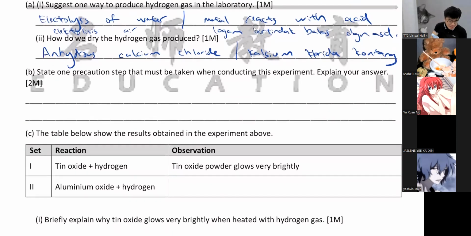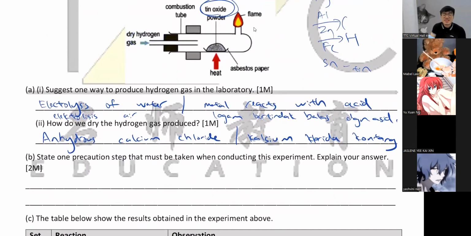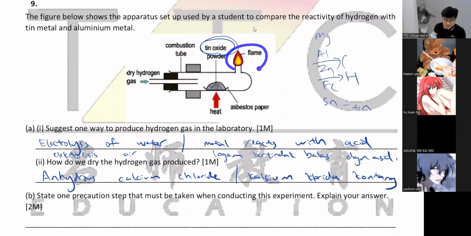Anyway, B, state one precaution step that must be taken when conducting this experiment. Explain your answer. So what should be done? As you know, hydrogen gas is very explosive. Do you still remember? When you put a glowing wooden splinter into hydrogen, you will hear a pop sound. Hydrogen gas gives you a pop sound because it is very explosive and very dangerous. So what must you do? Can you see a fire here? That means any extra hydrogen gas, you must burn it off here.